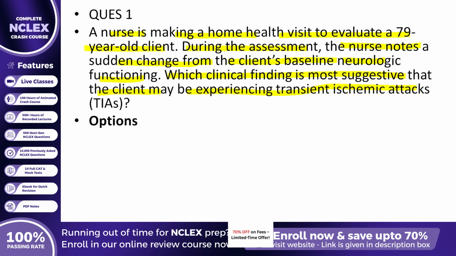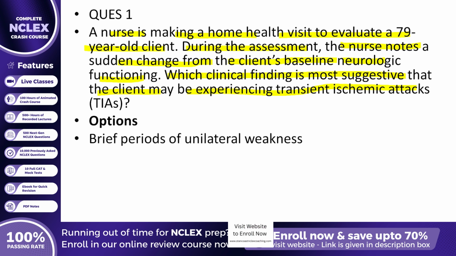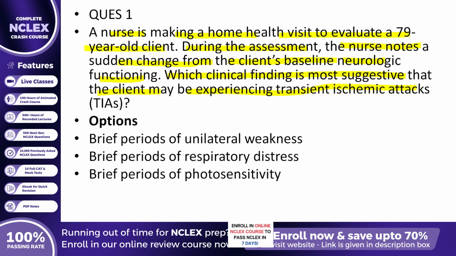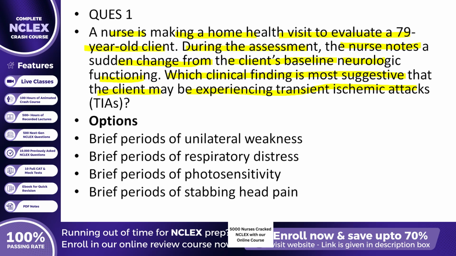The first option is brief periods of unilateral weakness. The second option is brief periods of respiratory distress. The third option is brief periods of photosensitivity. And the fourth option is brief periods of stabbing head pain. The correct answer is option 1, brief periods of unilateral weakness.